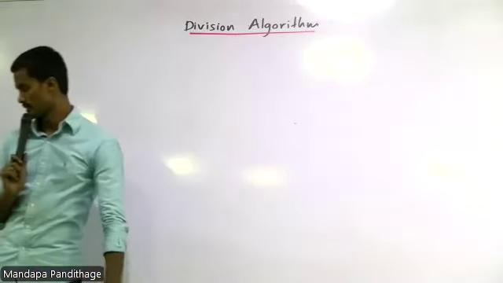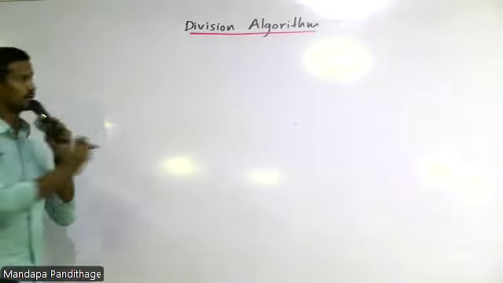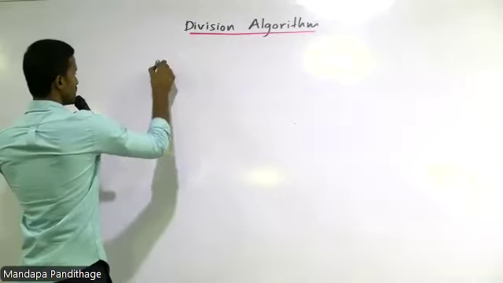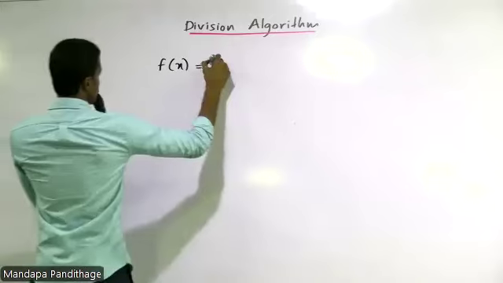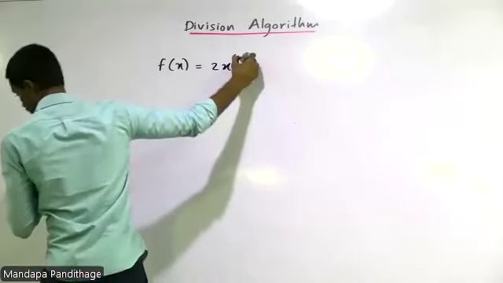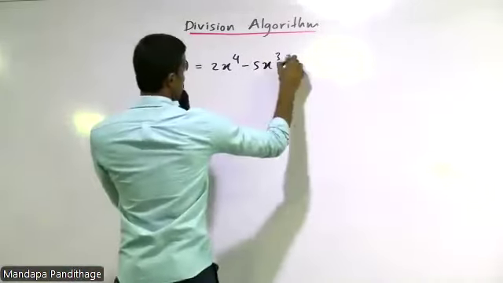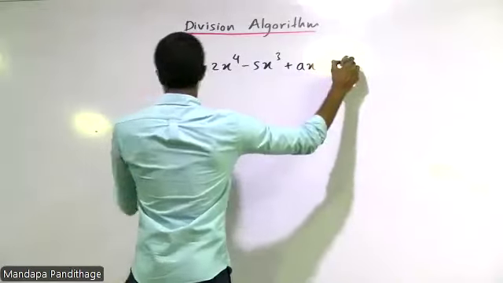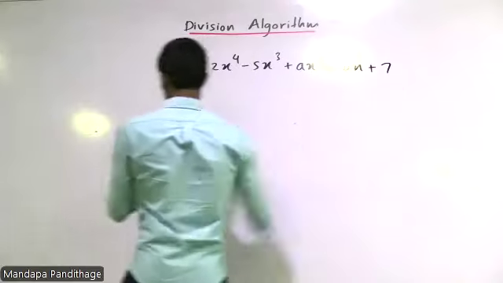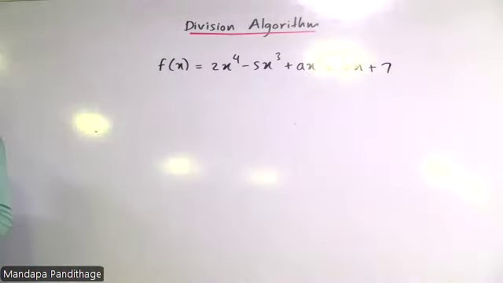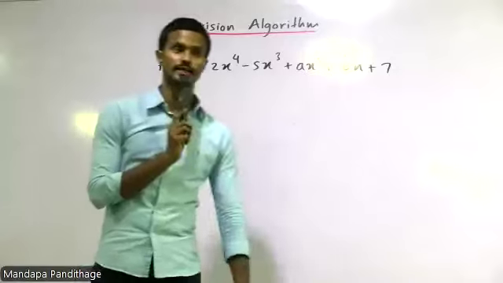Okay, now read this question. Question number 20. Just read the question. Don't write anything. Just read the question. Okay, so if I take f(x) as this, now listen. They have given that x squared minus 4 is a factor. Okay, x squared minus 4 is a factor.